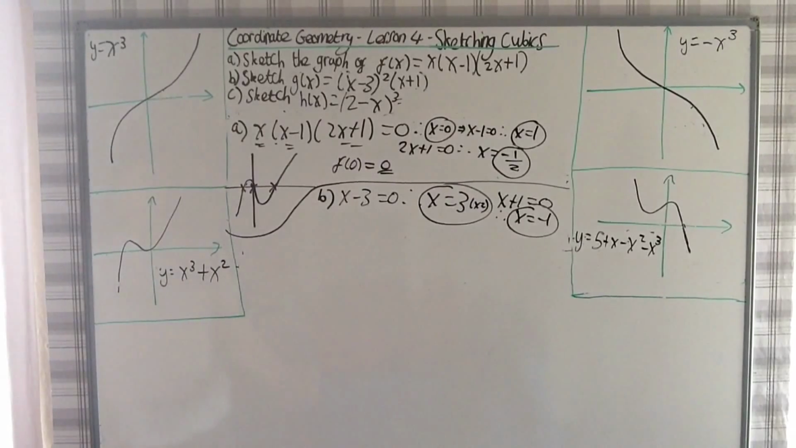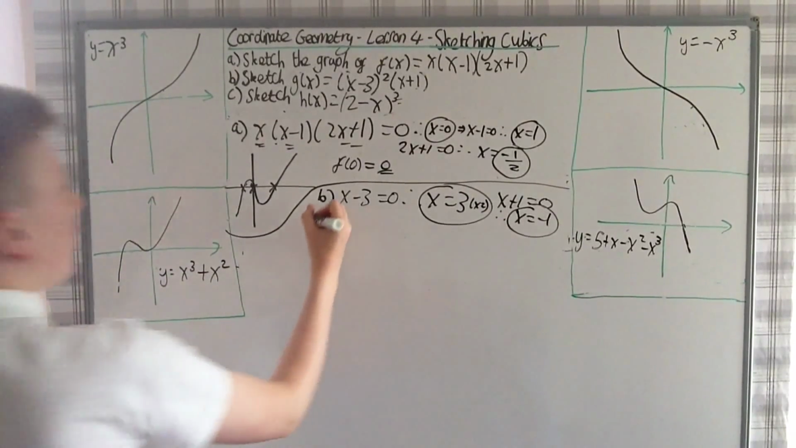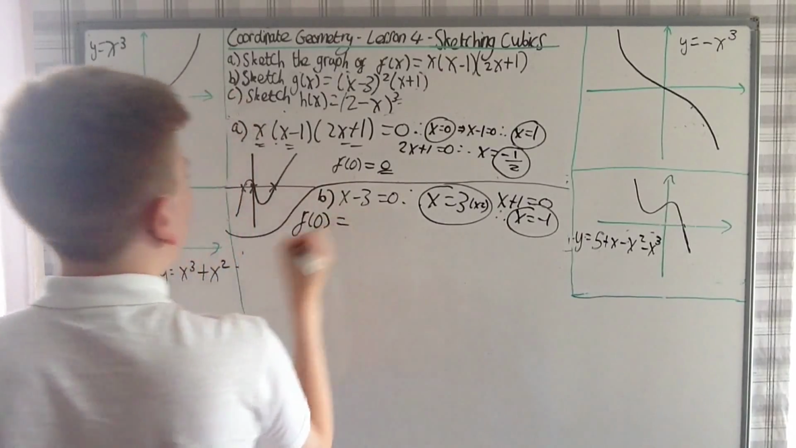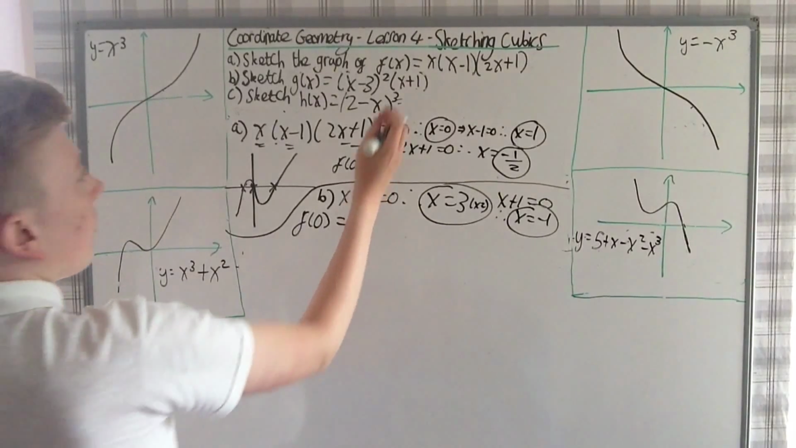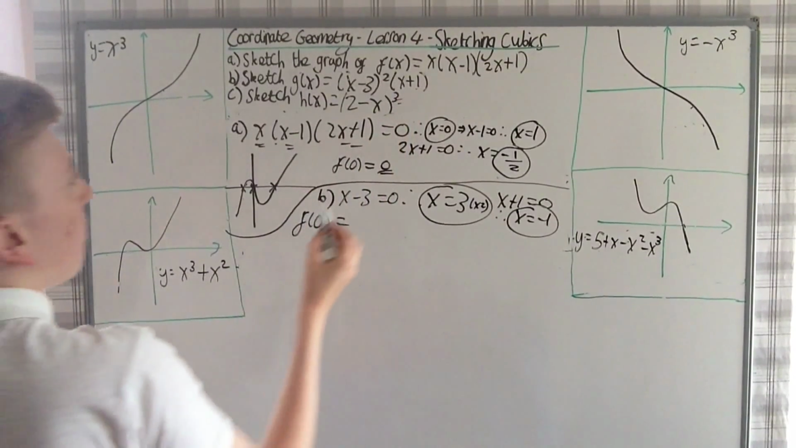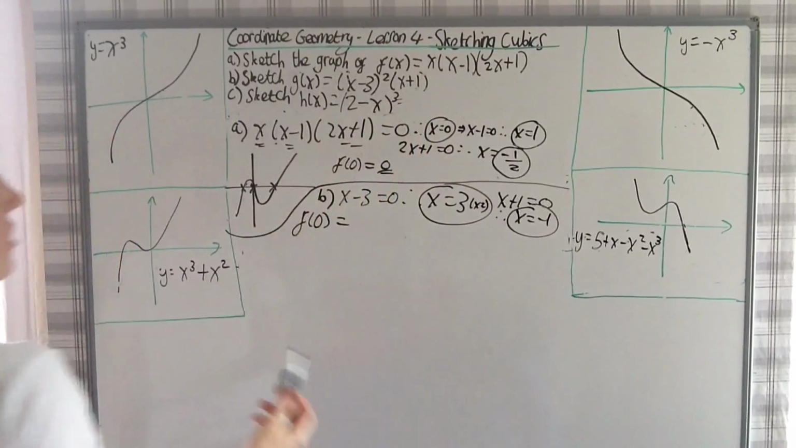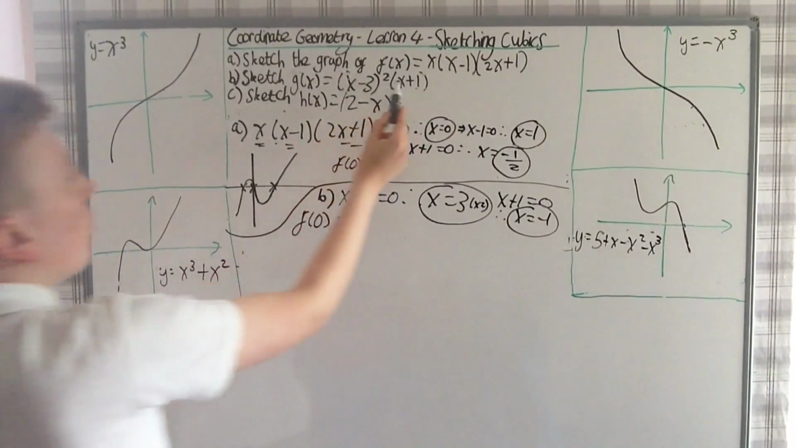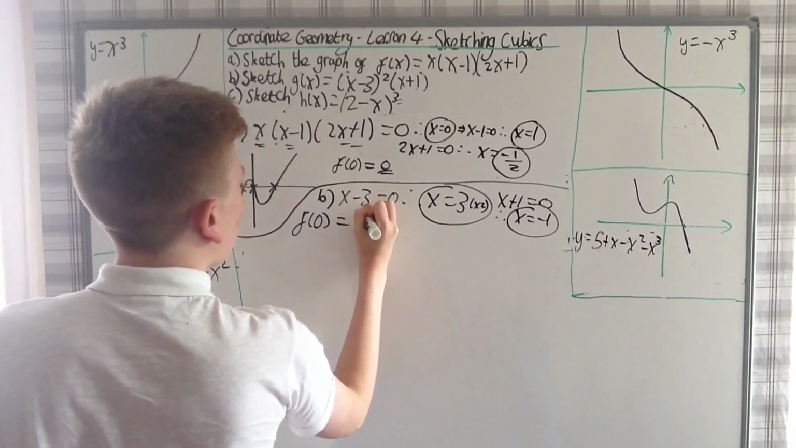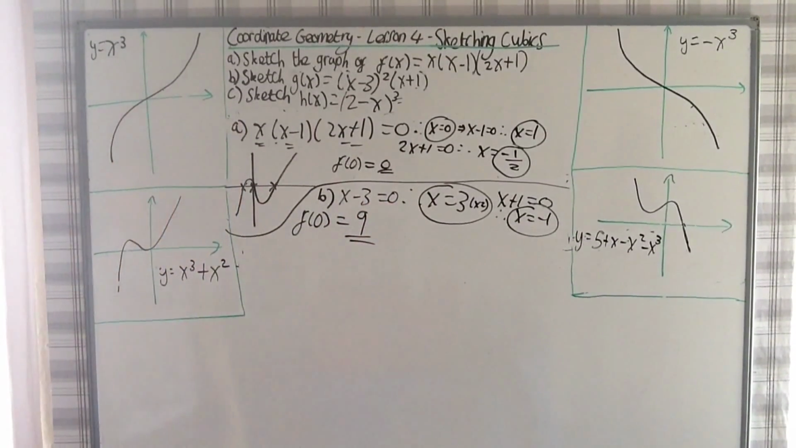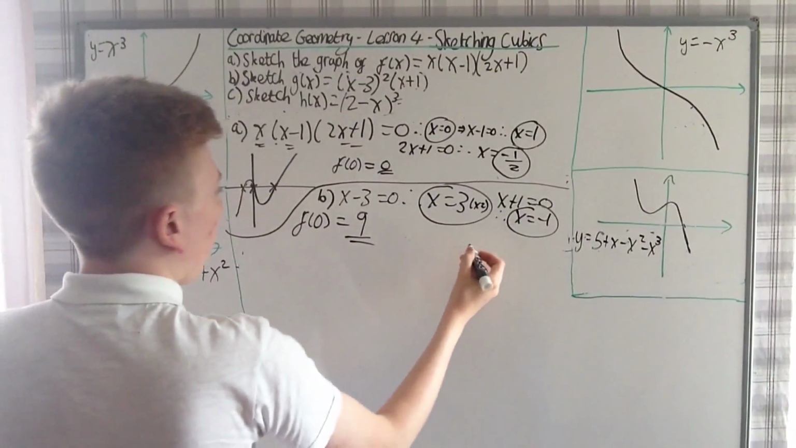Okay? Now we need to find the y-intercept by substituting in x is 0. Well, 0 minus 3 is minus 3. Then we square that, minus 3 squared, that's 9. And we're multiplying that by 0 plus 1, which is 1. So 9 multiplied by 0 plus 1, 9 multiplied by 1 is just 9. So that's our y-intercept. And now we can draw out the graph.